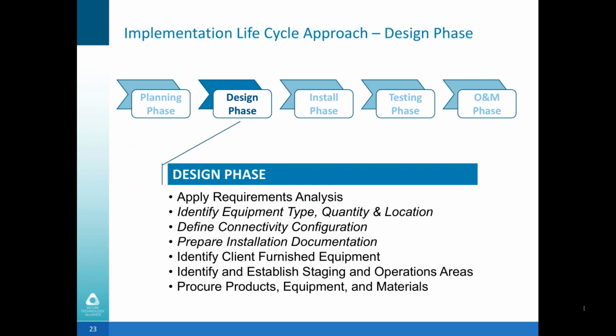So we move into the design phase. We start with taking everything we did in the planning phase and applying the requirements analysis, identify the equipment types, define connectivity configurations, and prepare installation documentation. As we say here, identify things that the client can furnish, and how do we set up staging and operation areas to do the implementation, and then we procure products, equipment, and materials. Next slide, please.